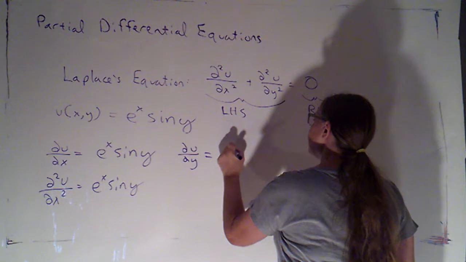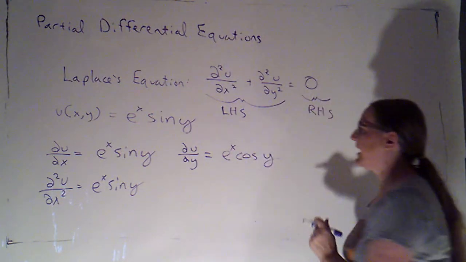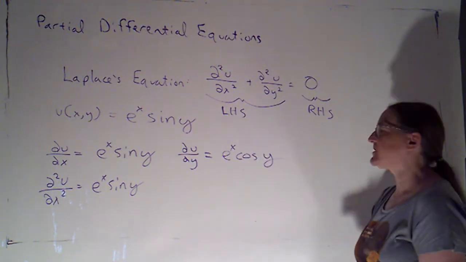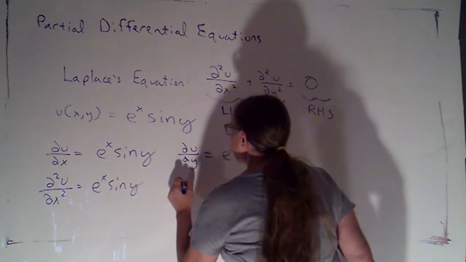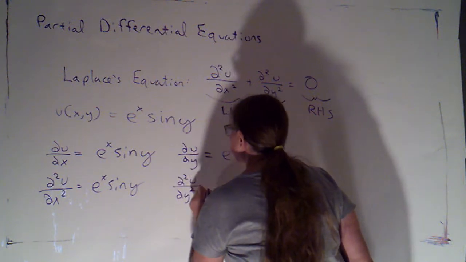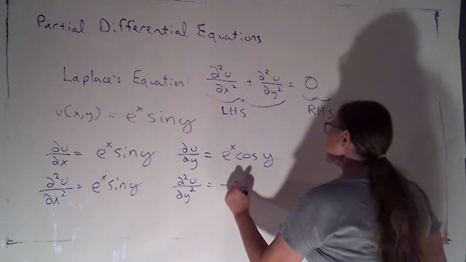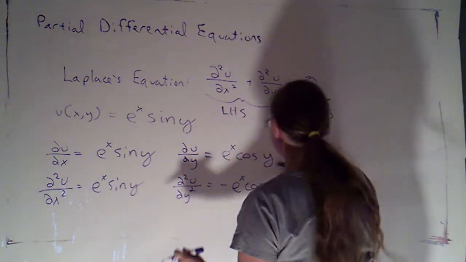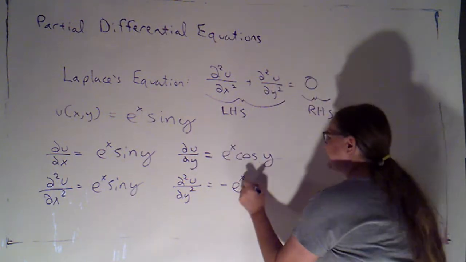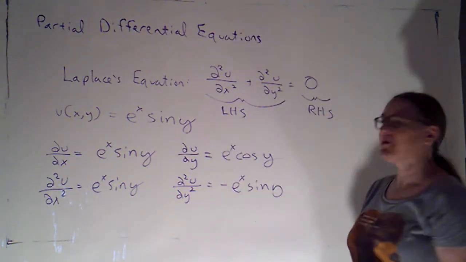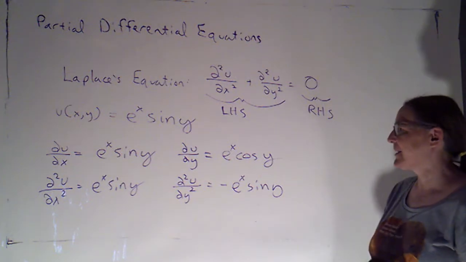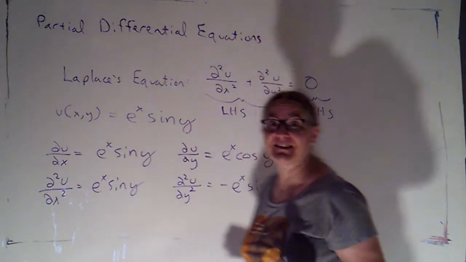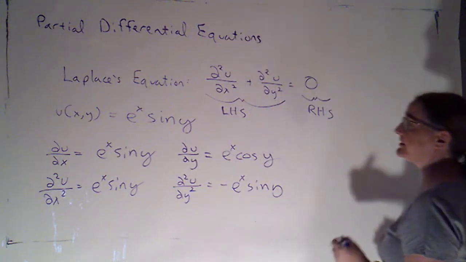All right, let's take the partial of u with respect to y. That would be e to the x times cosine of y. Now, e to the x is constant, but the derivative of sine y with respect to y would be cosine of y. And then if I take the second derivative with respect to y again, now I'm going to get negative e to the x times sine of y. Because, of course, the derivative of cosine y is negative sine y. Okay. So these are my two partials. So first of all, I just need to calculate them. Now I've got what I need to plug into the left-hand side.